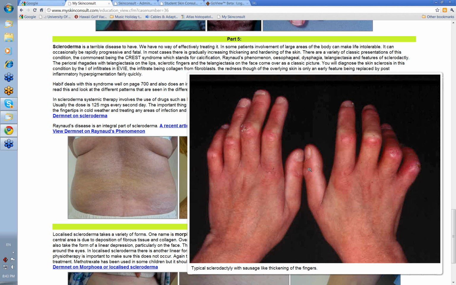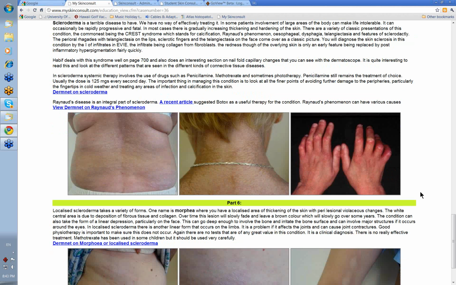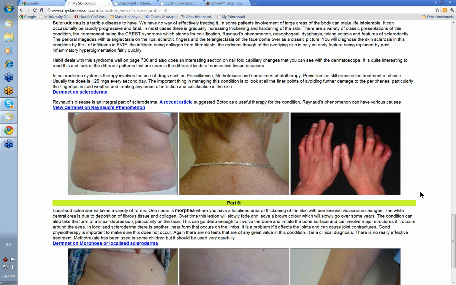There are certain types of scleroderma, and the one that you're most likely to see is a thing called the CREST syndrome. And that CREST is an acronym, C-R-E-S-T. The C stands for calcification in the skin. The R is for Raynaud's phenomenon. They get that alternating white and purple fingers in cold weather. E is for esophageal dysmotility. They have some difficulty swallowing because the process can involve the esophagus and narrow it. The S is for the sclerodactyly, and the T is for telangiectasia on the face.